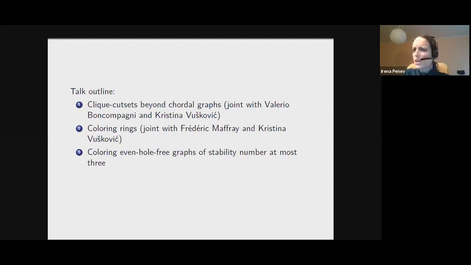What's stability number? A stable set is just a set of pairwise non-adjacent vertices. So the stability number is just the largest size of a stable set. So stability number at most 3 means that you can't get 4 pairwise non-adjacent vertices. That's what stability number at most 3 means. Okay, so let me start with this first part.